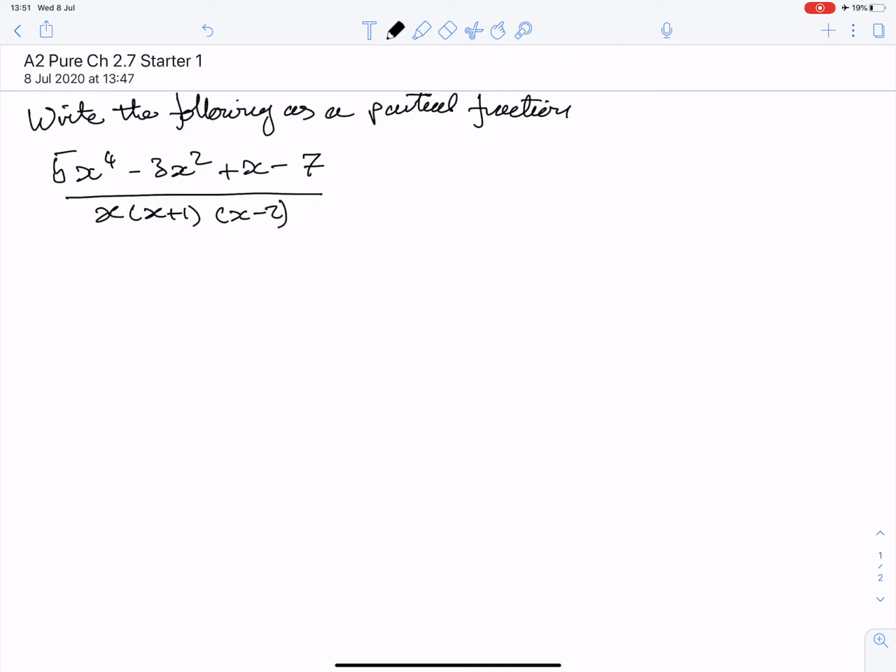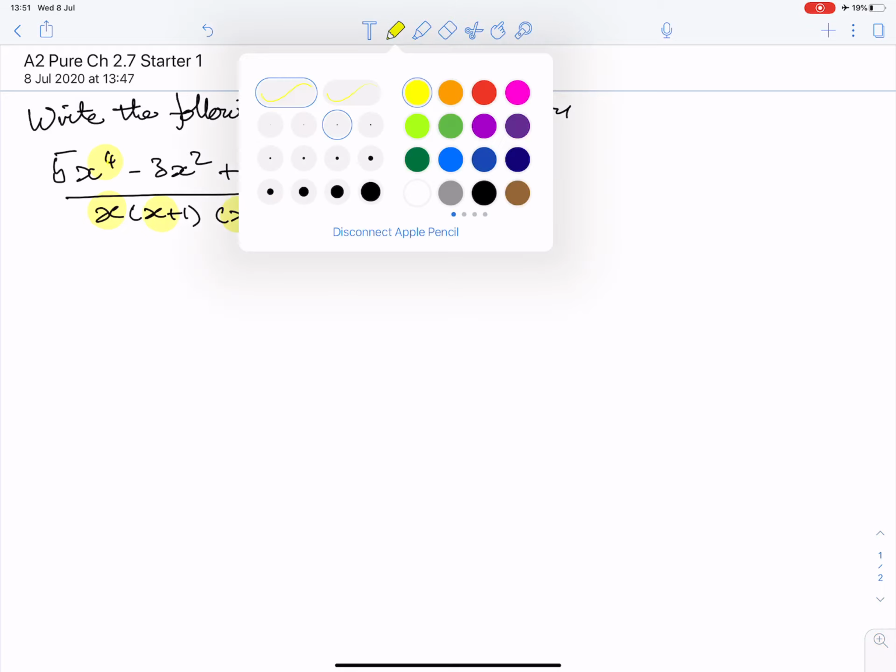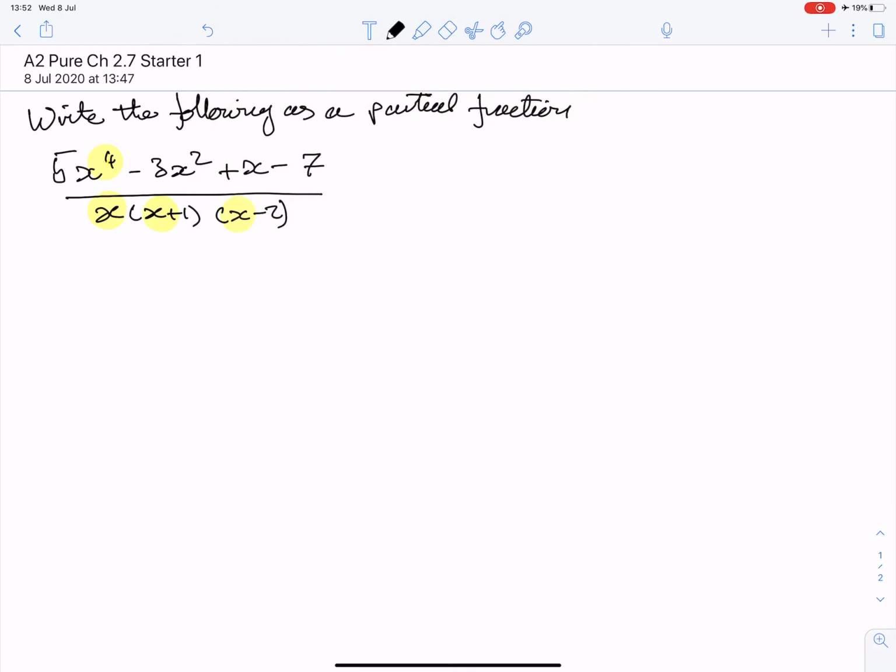So starter one for chapter 2.7, write the following as a partial fraction. The key thing to notice is that the power of the numerator is 4 and the power of the denominator will be an x cubed. So the first thing we have to do is divide by the denominator. Well, if we're going to do that, let's expand the denominator.